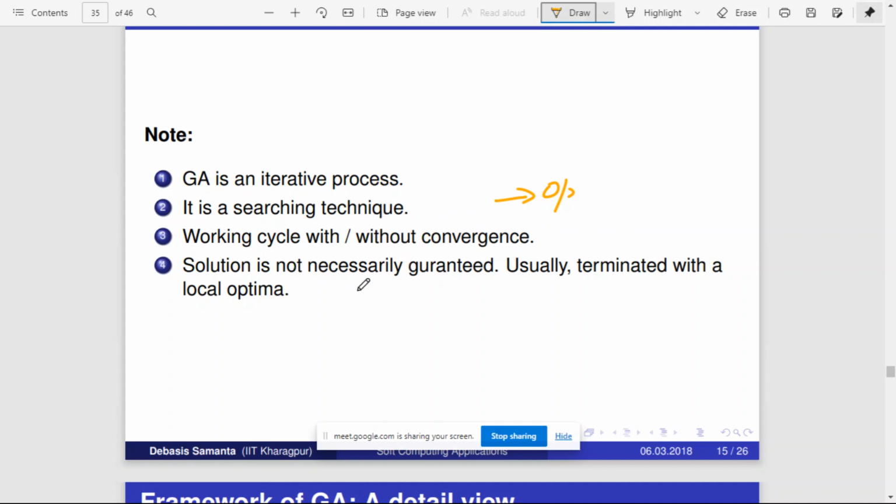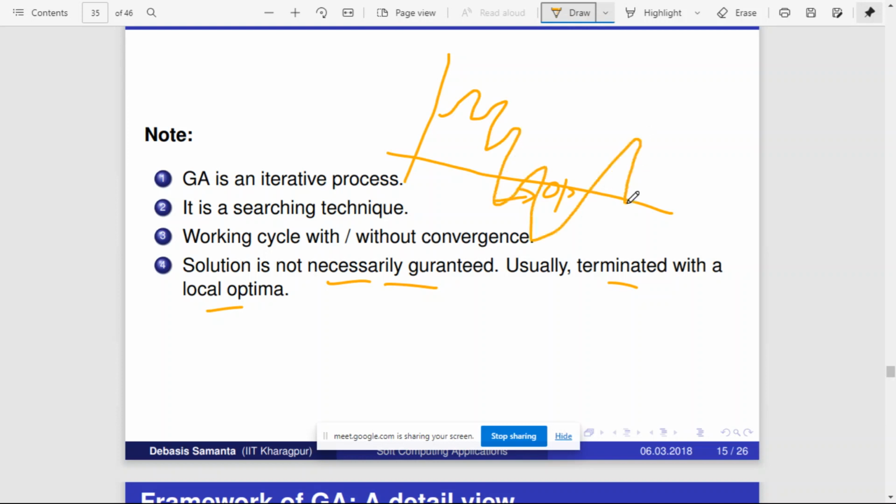Okay. A solution is not necessarily guaranteed. It is usually terminated with a local optima. Are you getting? So, local optima. It is not that the genetic algorithm will always give you the best solution, because your problem space is huge. For these problems, identifying the best solution is not always possible. So some matter of luck is also required.